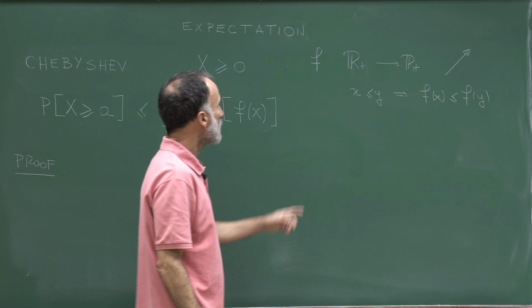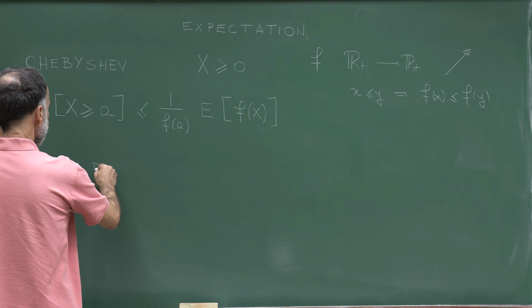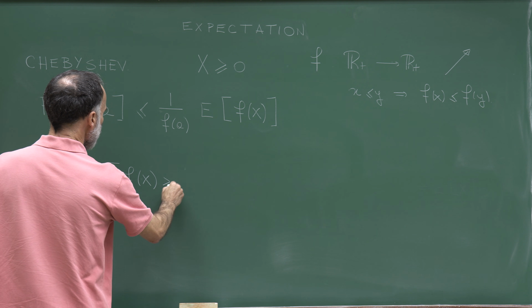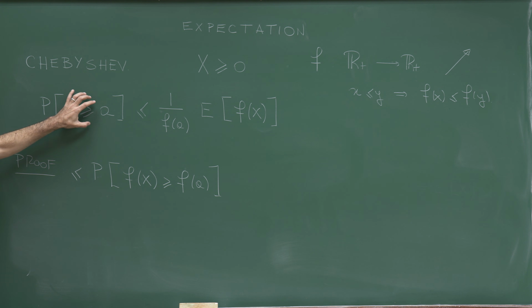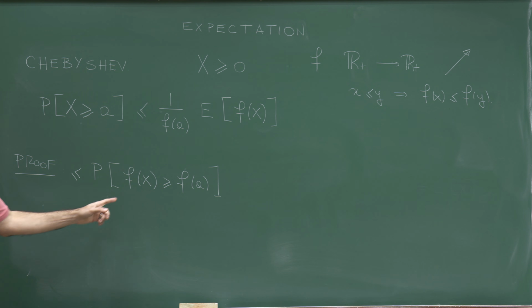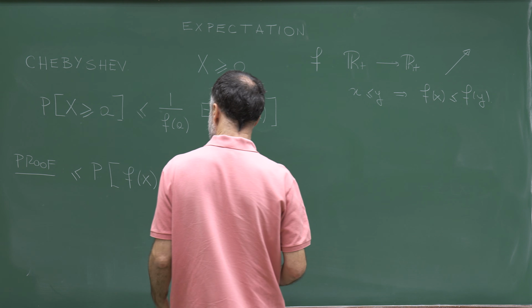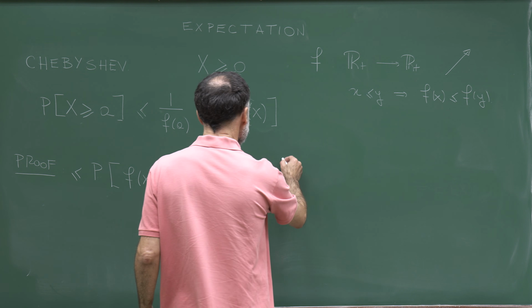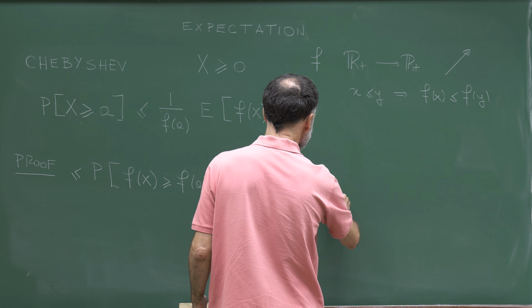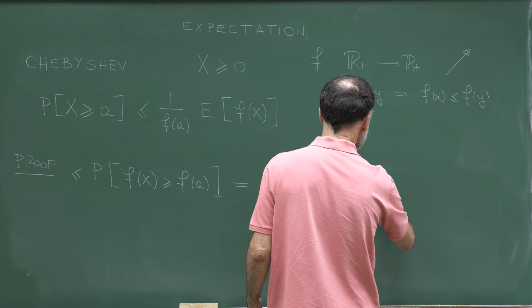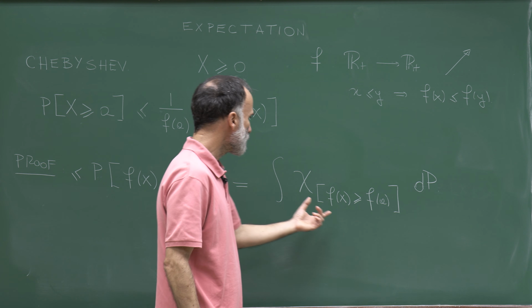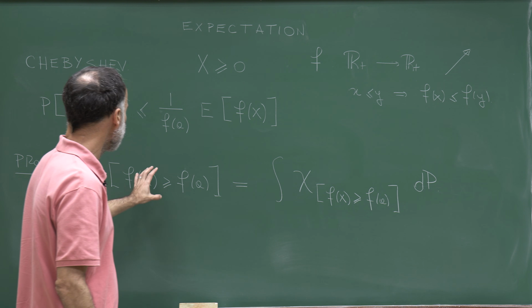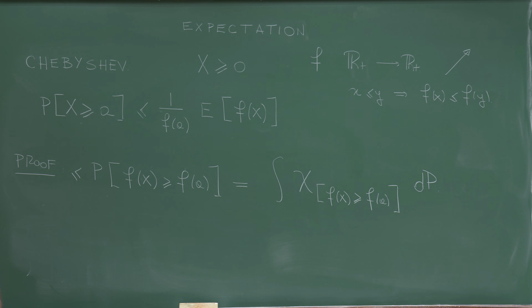Since X is larger than a, and since f is monotone, this implies that f of X is larger than f of a. So this probability is less or equal than this one because this set is contained in this set. Because if X is larger than a, since f is monotone, then f of X is larger than f of a. And I can write this probability as the expectation of the indicator function of the set that f of X is larger than f of a. Remember, chi is the indicator, so this is equal to 1 on this set and 0 on the complement, so the probability coincides with the expectation of the indicator function.